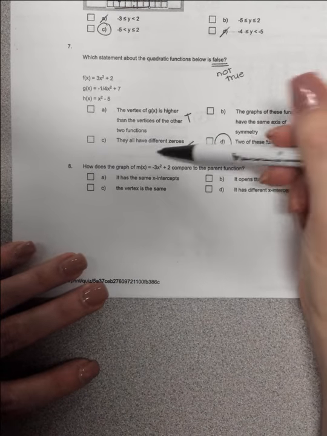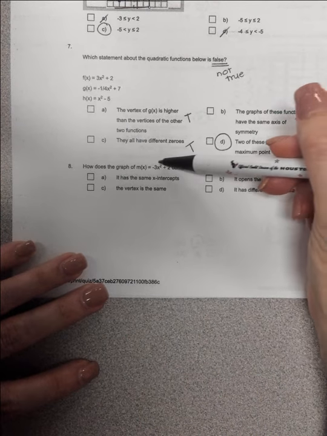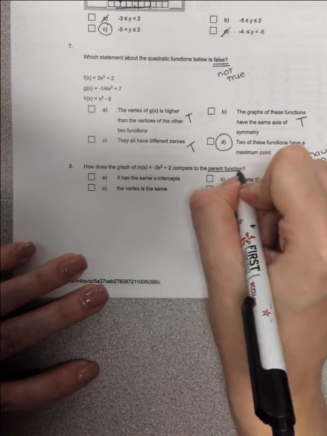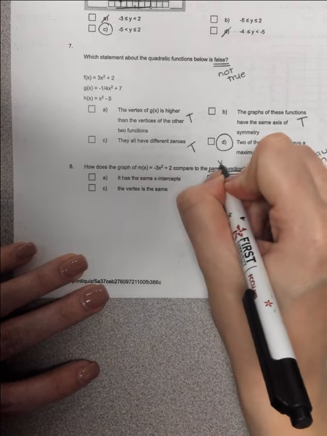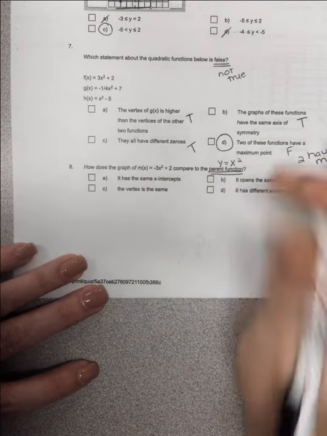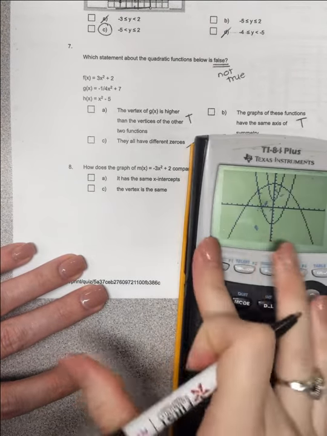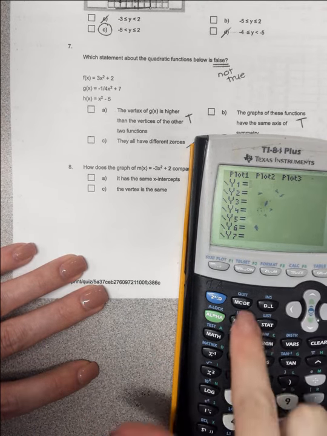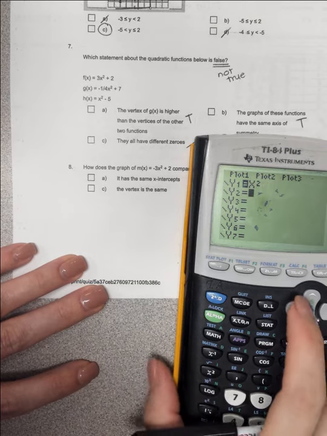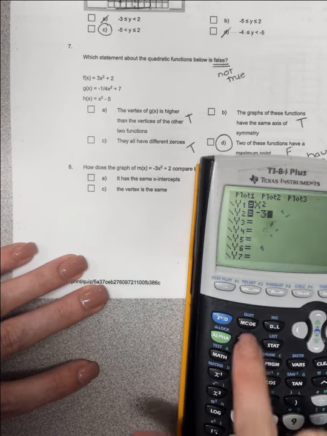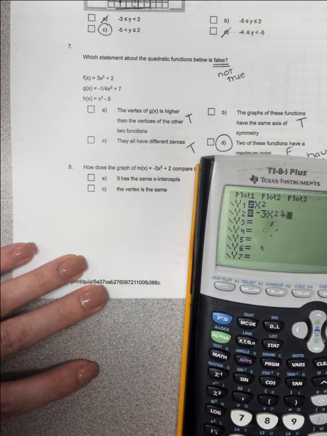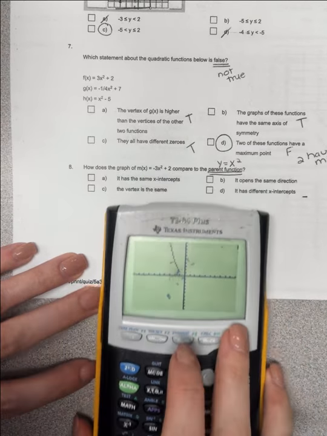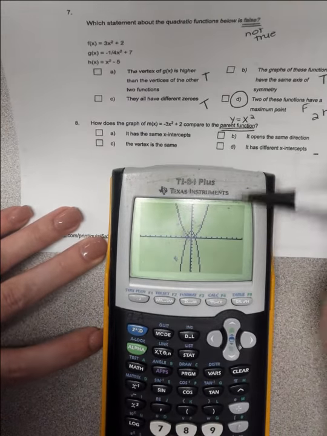How does the graph m of x equals negative 3x squared plus 2 compare to the parent function? Well, you got to know what the parent function is. y equals x squared. That's one of your vocab cards. So I'm going to put the parent function in here, y equals x squared, and then I'm going to put negative 3x squared plus 2, and I'm going to see how it changed. So there's the original, there's my new one.